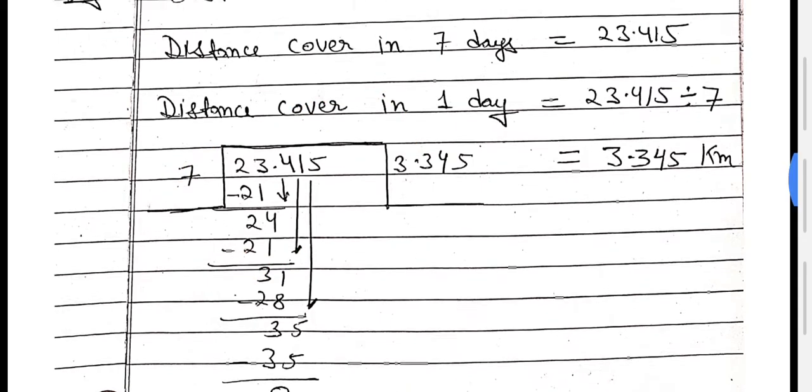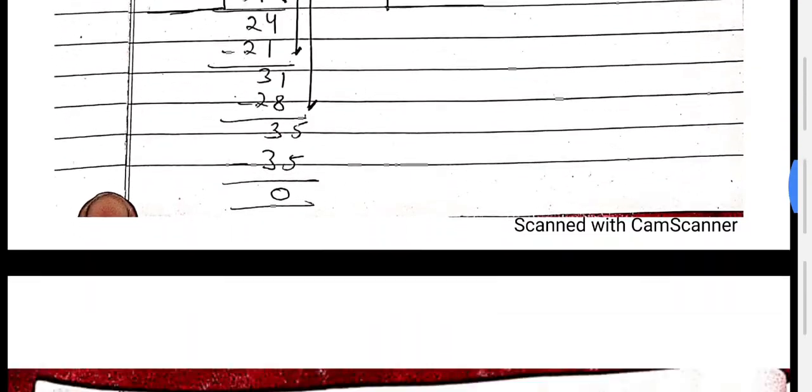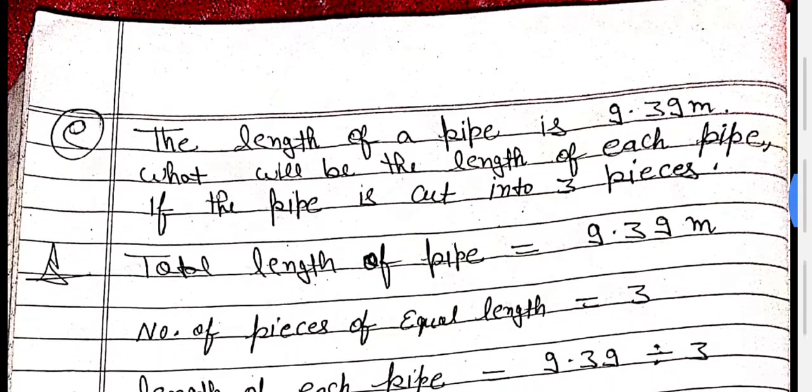Now when you solve, you get 3345. Now, after the decimal there are 3 digits, so from the back side put the decimal after 3 digits. So your answer is 3.345 kilometer distance covered in 1 day. Now come to part E.